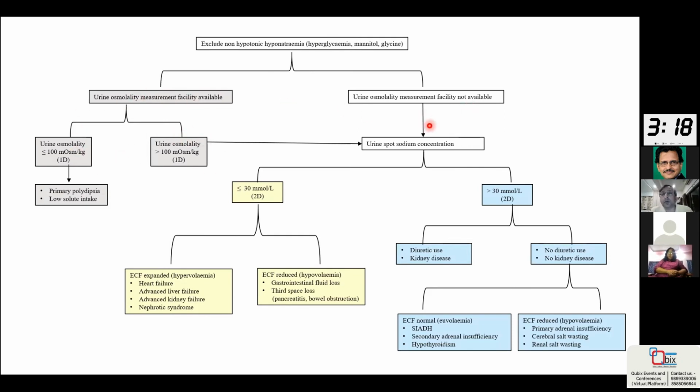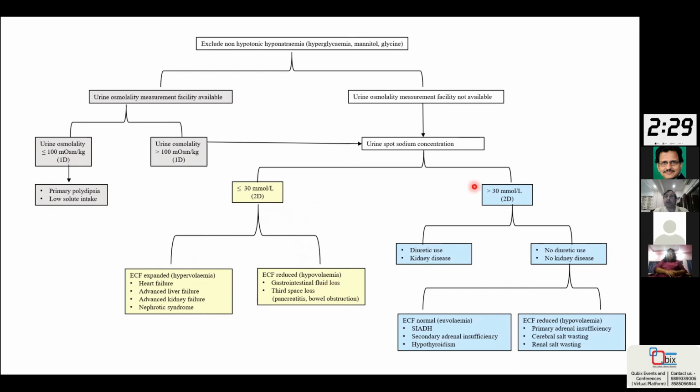So if it is not available, you do the urine spot sodium concentration. You do it even if the patient is on diuretics, because that might still give you some clue. So urine spot sodium, if it is less than 30, then here the volume assessment comes into the picture. So you see, ladies and gentlemen, most of the guidelines, they don't have the volume assessment up here. They come it further down so that the mistakes are less. So urine sodium less than 30, you have expanded ECF. Clinically, that means it's overloaded state. You have got dehydrated clinically. That means there is GI fluid loss or poor oral intake.